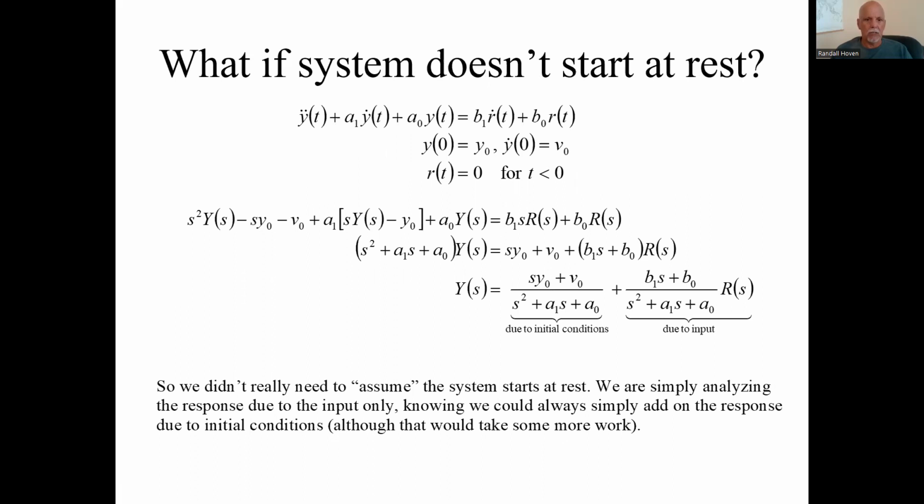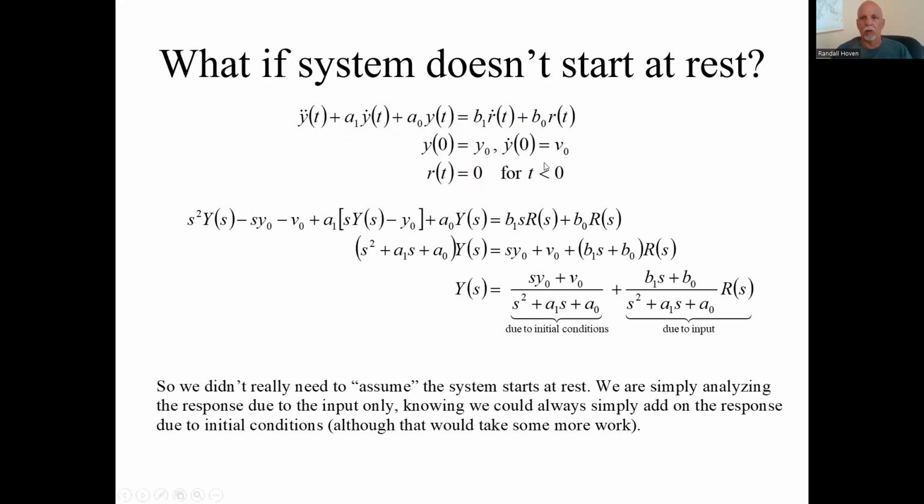We had an assumption there that all those initial terms are 0 if the system starts in equilibrium and at rest. So someone could ask, what if it doesn't start at rest? Well, let's take a system here. Here's a differential equation. Now it has initial conditions on this y, the output, what we're interested in. At time 0, y is some number, y sub 0, and its derivative is some v sub 0.